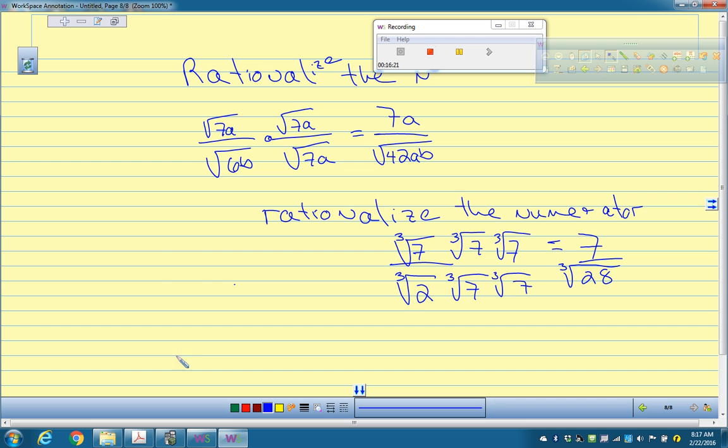Why would it be 48? Oh, it should be, 14 times no. 49 times 2. Oh, you're right. I added instead of multiplying. So it's 7 times 7 times 2, which is 98, right? Cube root of 98 on the bottom. Okay? So that's kind of tough. All right.